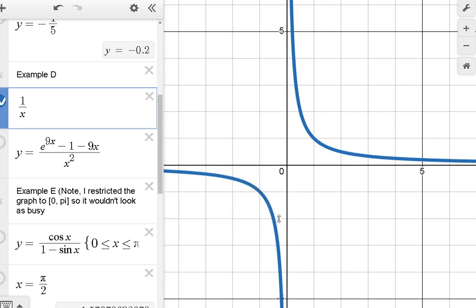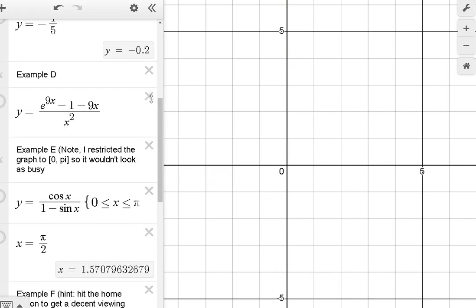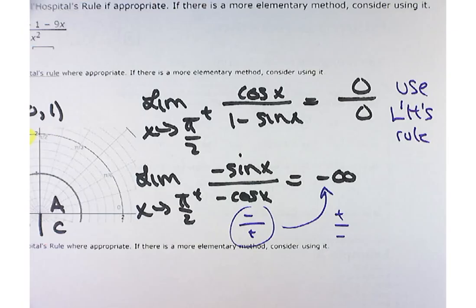I guess I forgot we're looking at it as it's approaching pi over 2. Cool. All right. Thanks for asking, though. And a lot of good questions on that. I really appreciate that.